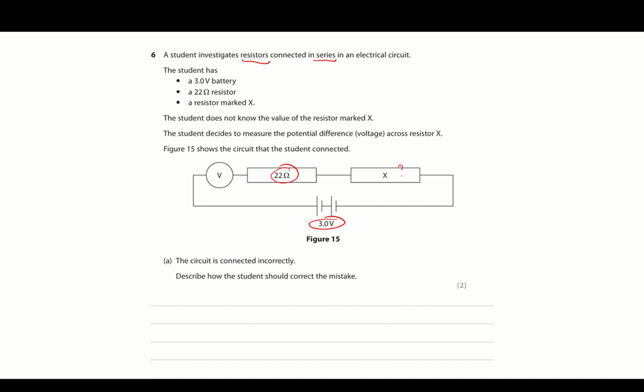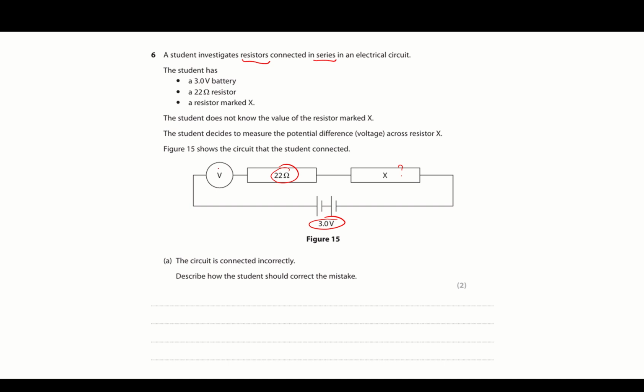Figure 15 shows the circuit. The circuit is connected incorrectly. Describe how the student should make it correct. Well, if this was an ammeter, perfect. The ammeter goes in series with the components, it goes into the circuit. A voltmeter has to go around the component. It's measuring that energy difference before and after the component.